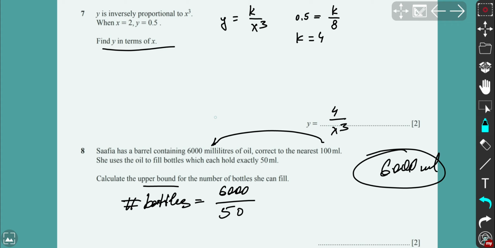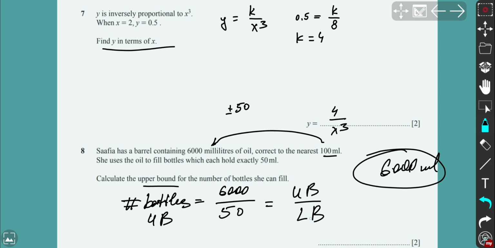So nearest 100 milliliters means plus and minus 50, okay? Because that's the error. You simply halve the 100 milliliters and you add 50. So to estimate the upper bound, you need to use the upper bound here and the lower bound here in order to get the right fraction.